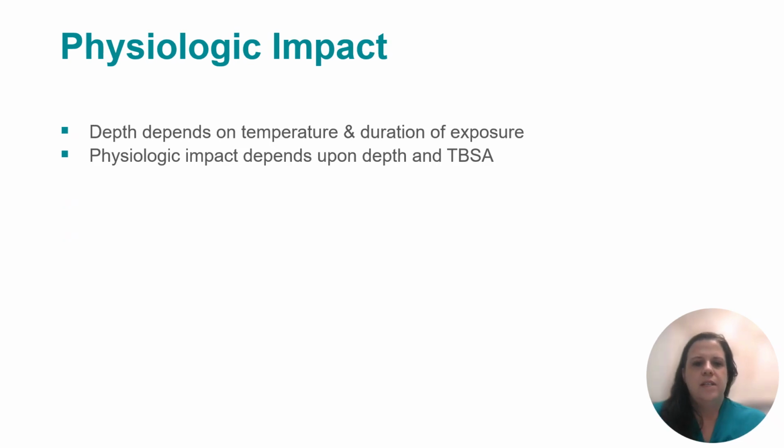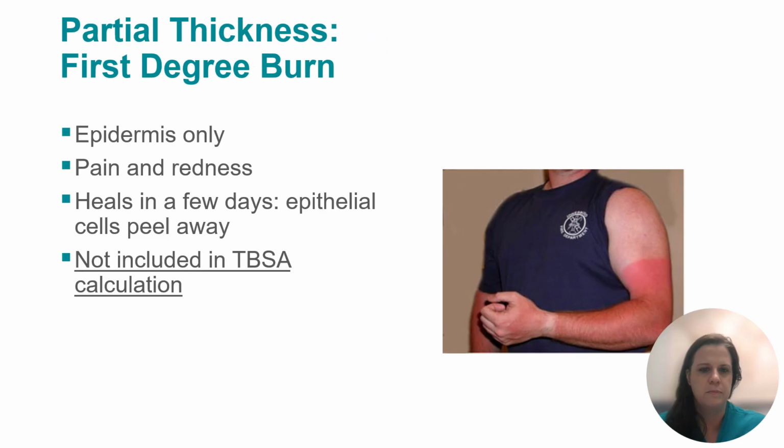So when we talk about the physiological impact and how burns impact the rest of your body and all of the rest of your systems, it depends on 2 things. The temperature and the duration of exposure determine the depth of that burn, but the physiological impact to the person depends on the depth and the total body surface area of that burn. So if you have a deep burn covering over 20%, then you're going to have a significant physiological impact to the rest of the body, including whether that's impact on lungs or heart or kidneys. It will impact how the rest of the body is able to respond to that kind of injury.